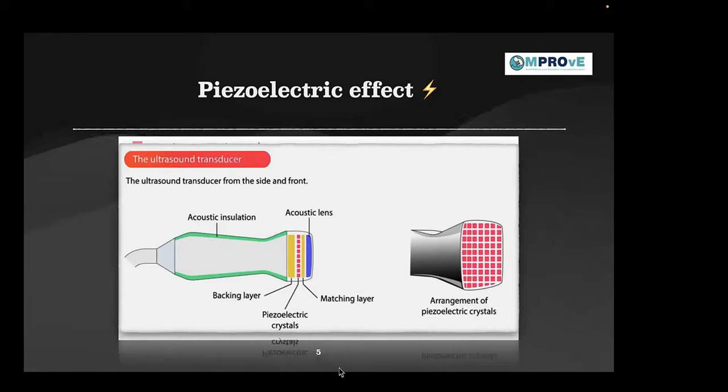So this is how the piezoelectric crystals are placed in the transducer. From here, your sound waves are generated. They go and hit the organ of interest and are reflected back or refracted, which is again decoded by the scanner and gives us an image or the video.